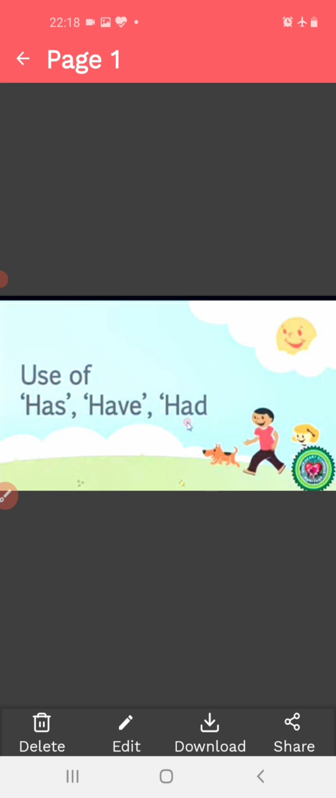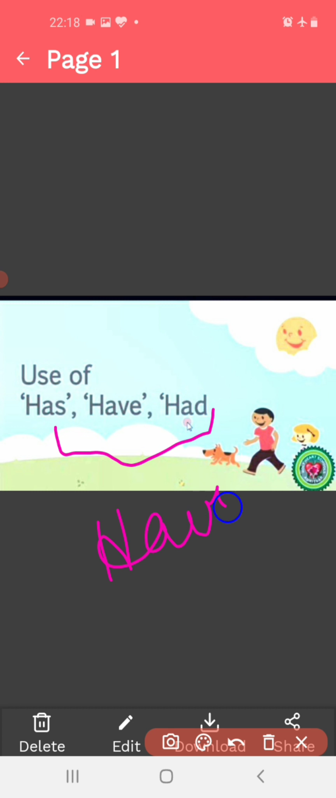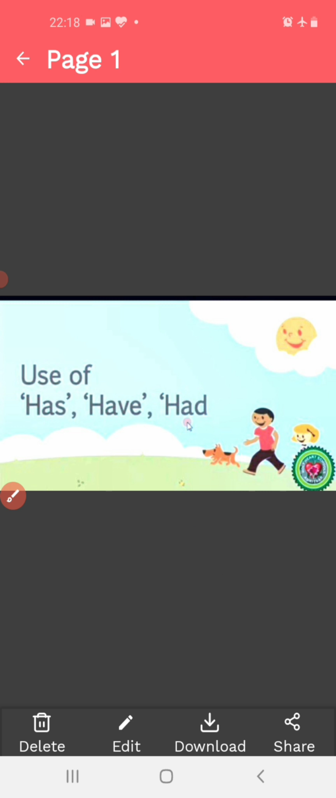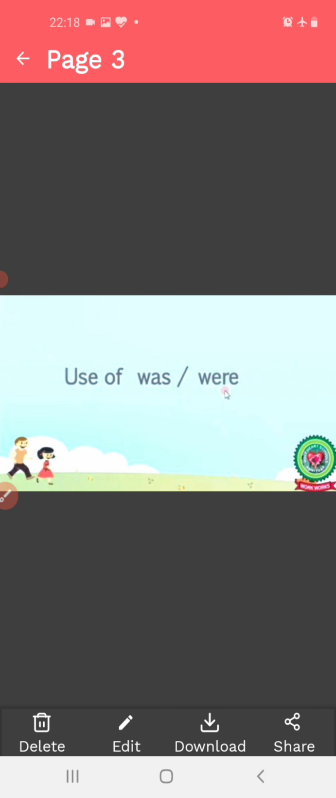Today we are looking at how to use has, have and had. These has, have, had are called have verbs. What do we call it? Have verbs. As we have already done helping verbs like is, am, are, was, were in our previous sessions, today we will learn about a few more helping verbs like has, have and had. So let's proceed.